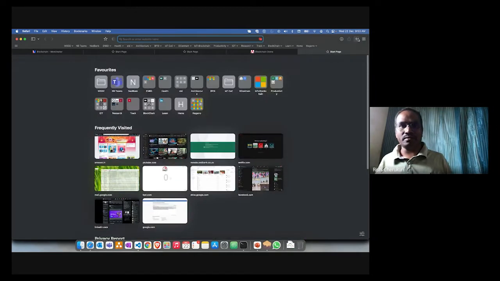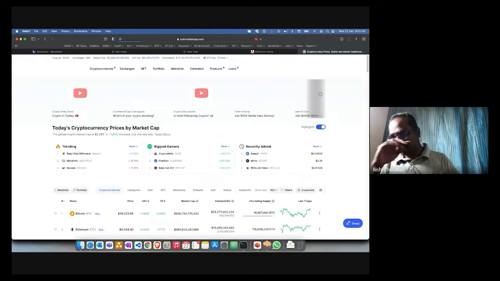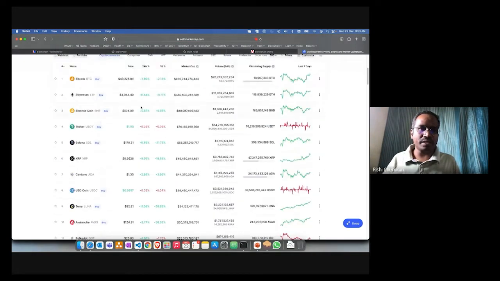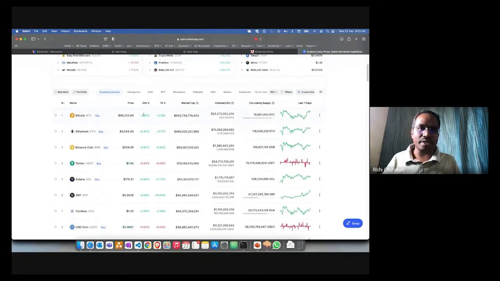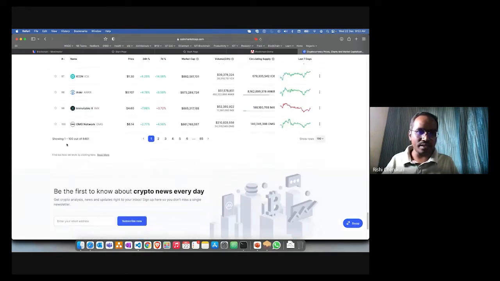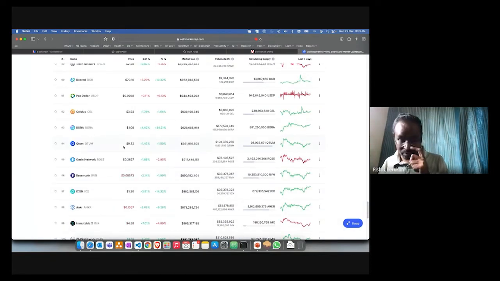So let me just show you. There is this website. I mean, there are several websites, but one of the popular ones is called CoinMarketCap, right? So here you can see what is the price of Bitcoin, what is its market capitalization, what is its last 7 days, what is the circulating supply. Okay, so as you can see, there are hundreds of currencies here, and 4,000 was an old number, I guess. So now it shows about 8,461. Every day someone is launching a cryptocurrency.